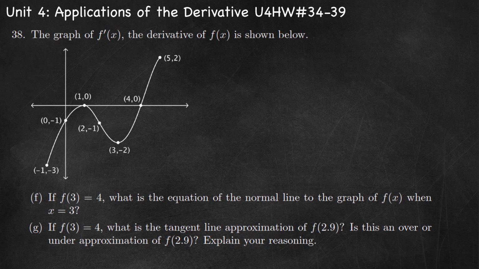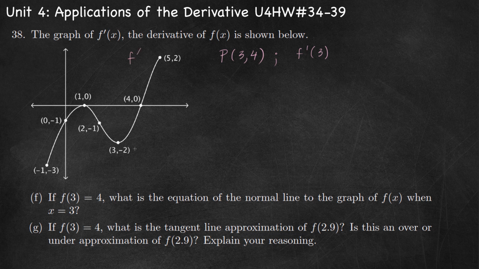Part F, if f of 3 equals 4, what is the equation of the normal line to the graph of f when x is 3? To write the equation of the normal line, we need to know a point on the line, and we have that. We have f of 3 equals 4, so we know that there's a point (3, 4) on the graph of f. Now we also want to know the slope. So I want to find f prime of 3. Now f prime of 3 we can read right from our graph because we have the graph of f prime here.